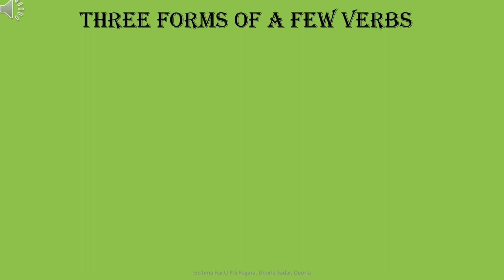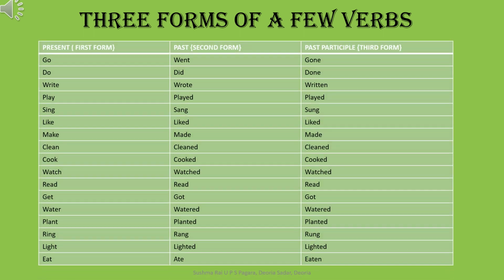Since for writing a sentence in different tenses, we need to know the three forms of a verb, let's now discuss the three forms of the verbs that we have taken in this presentation. The first form of a verb is called the present form, the second form is called the past form, and the third form is called the past participle form. So here we go. The first verb that we have taken is go. Its three forms are go, went, gone.